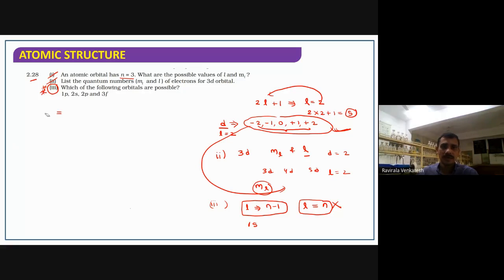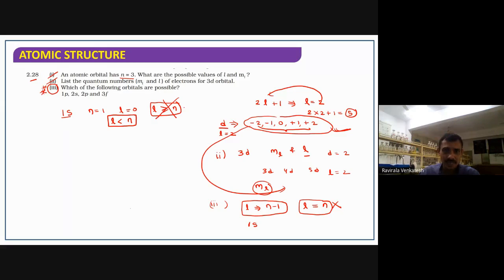Now, what am I writing here? The 1s orbital. Now here, n is equal to what? 1. L equal to 0. Now both n and l values are not equal, and l is always less than n only. This is an important one. L must always be lesser than n. L can never be greater than or equal to n. In any case, it is not possible.